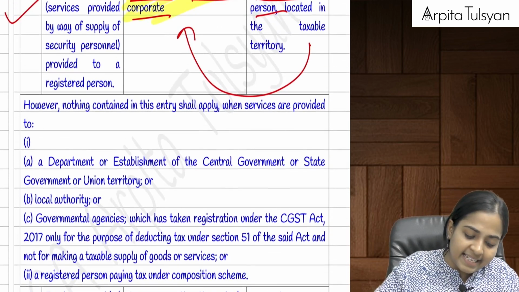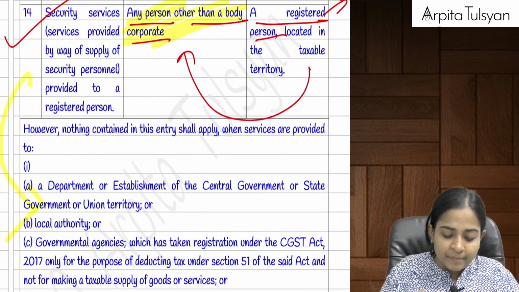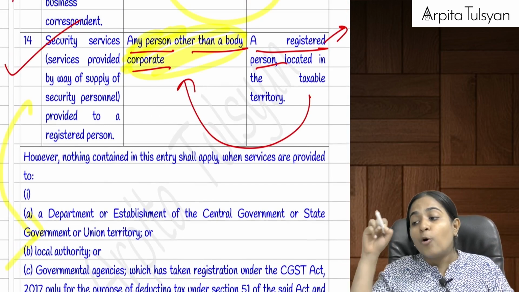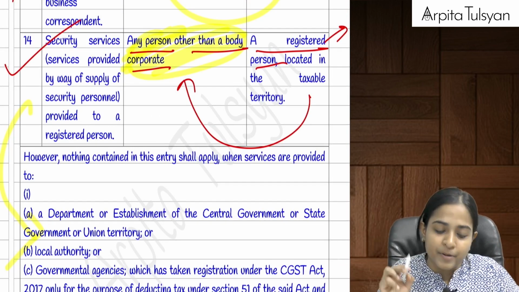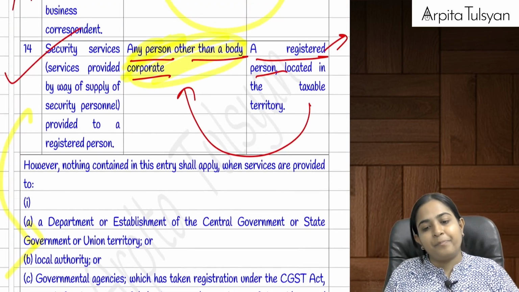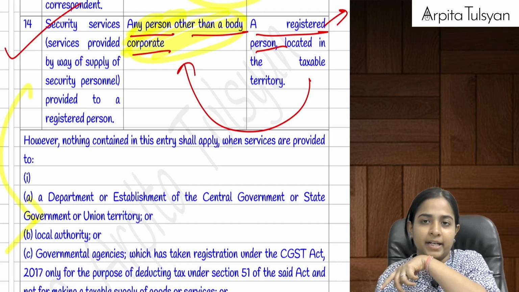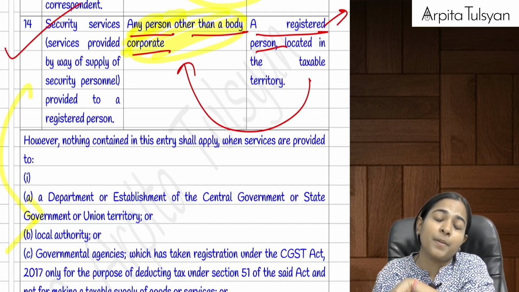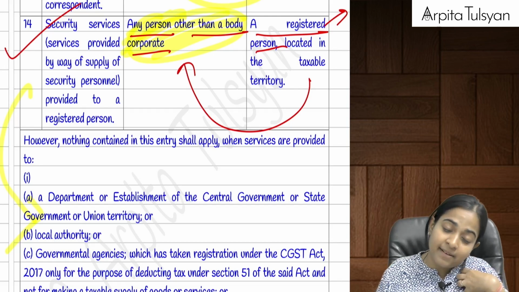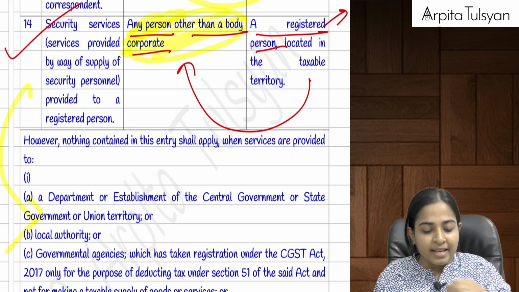But there is an exception, just like we had done for the GTA. Do you recollect? If the services have been provided to a government who is registered under GST only for the purpose of TDS, then in that case reverse charge mechanism is not applicable. Means any individual security guard providing services to the government who is registered under GST only for the purpose of TDS, then RCM is not applicable. This individual person will have to get himself registered and then collect the tax and pay it to the government. Very clear with this?